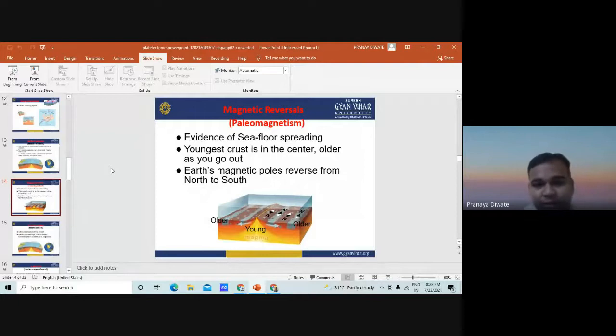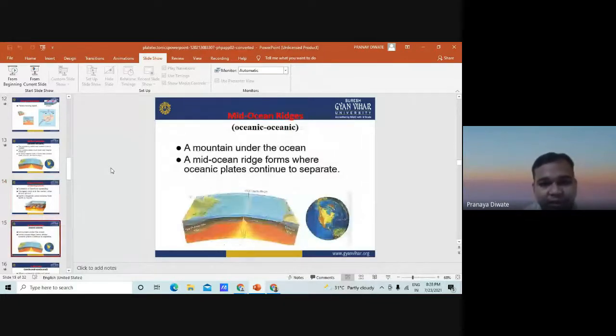So we have mid-oceanic ridges, a mountain under the ocean. In mid-oceanic ridges we have two oceanic plates. When two oceanic plates are there, the divergent plate boundary or oceanic crust can move away and form a mid-oceanic ridge. A mid-oceanic ridge forms where the oceanic plates continue to separate. That means on a divergent plate boundary you find mid-oceanic ridges and a rift valley.